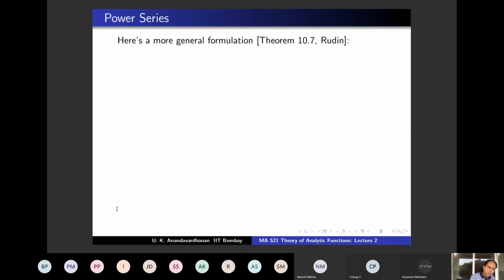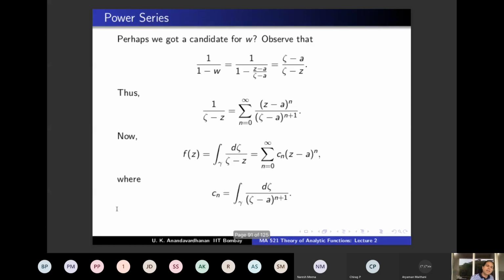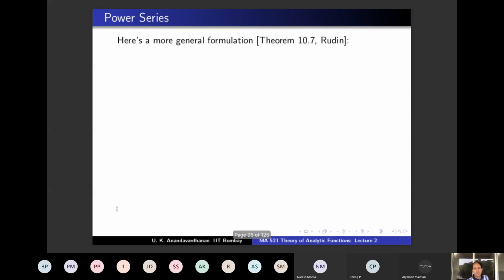So I formulated it in a very simple situation, but exactly the same idea will go through and will give you a very general result. The proof is the same, but the statement can be much more general. And this is theorem 10.7 in Rudin. You can look at the book later.